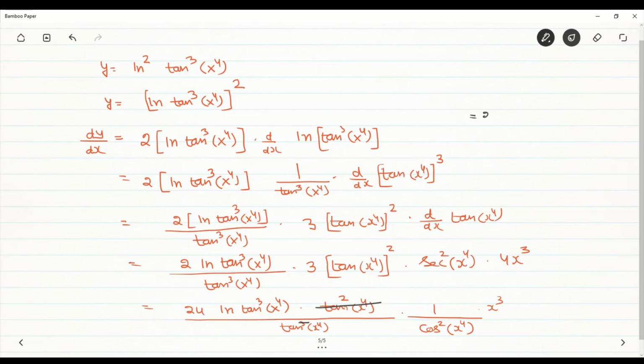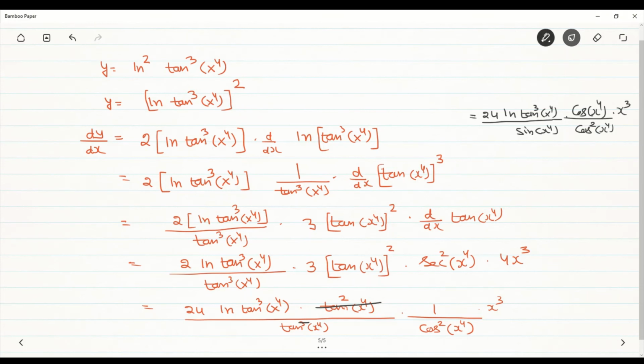So it is like 24 ln tan cube x⁴ divided by, I'm left with tan x⁴. I can write tan x⁴ as sine x⁴ upon cos x⁴. So that cos x⁴ goes up, and I have in the denominator cos square x⁴. So this is cos square x⁴, and in the numerator we still have x cube here.